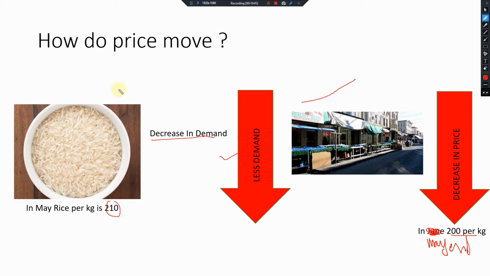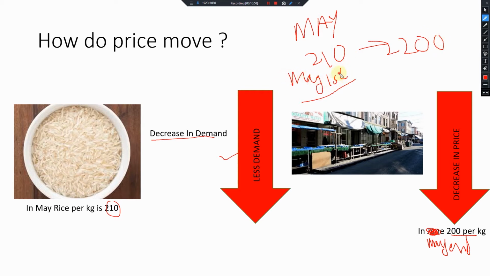So in this case, what happened in the month of May? The price went from 210 to 200 at the end of May. From May 1st to May 31st, the price went from 210 to 200, which means a decrease of 10 rupees per kg in the month of May.